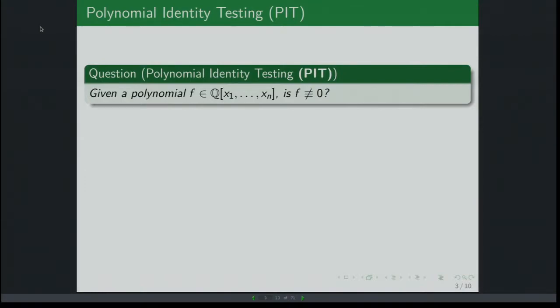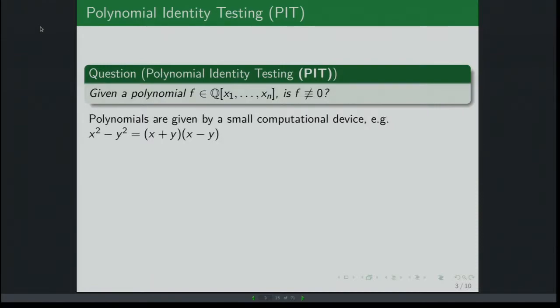But the main subtlety in here is, what does it mean to be given a polynomial? I mean, there are many ways to get a polynomial. You can get it in the mail. You could get it via email. But when I say given a polynomial, I'm going to give it to you as a small computational device. So for example, you can consider x squared minus y squared. You could factor it as x plus y times x minus y. And I want to say that I'm giving it to you in some computational way. And how is that? It's by a formula, as follows.